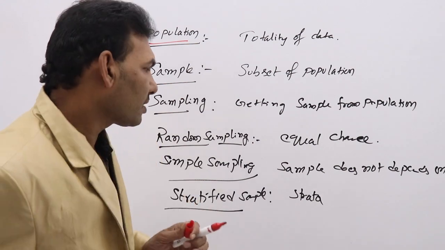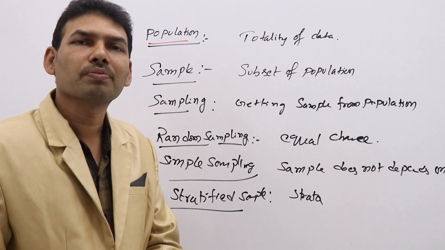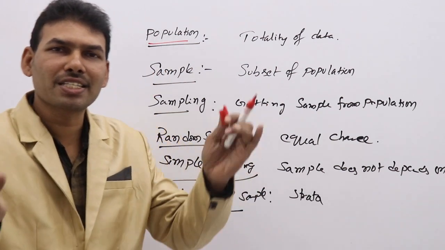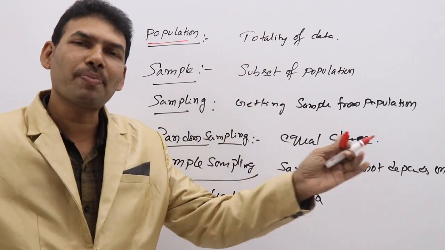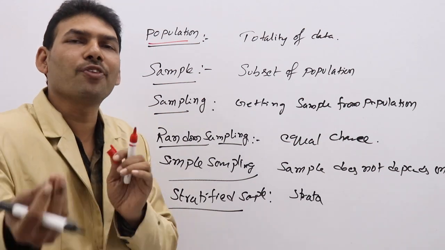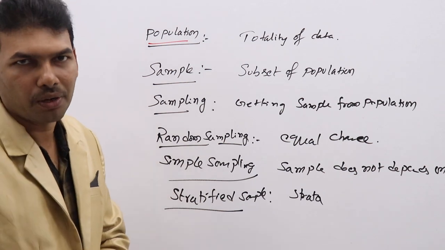When you want to get some data of some particular state's employees, you cannot get it directly. First districts, mandals, like that. Mandals, districts, like that. If you separate that employees' data and take samples from that data, we call that a stratified sample.